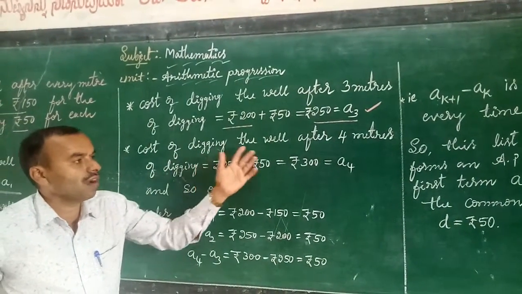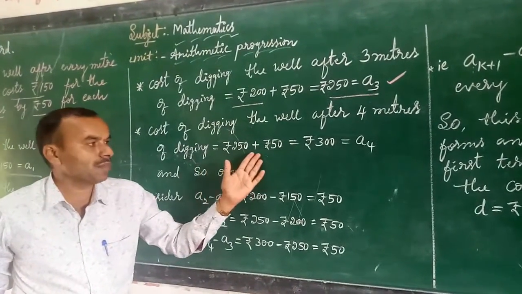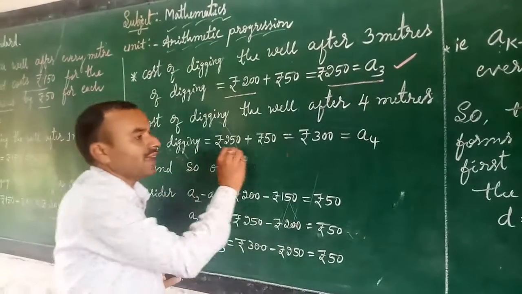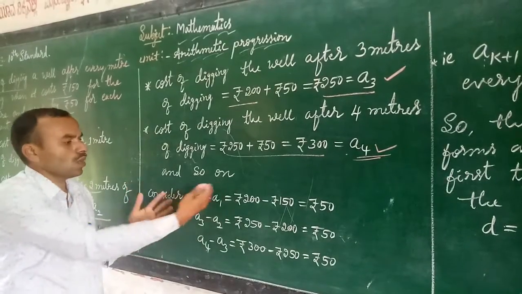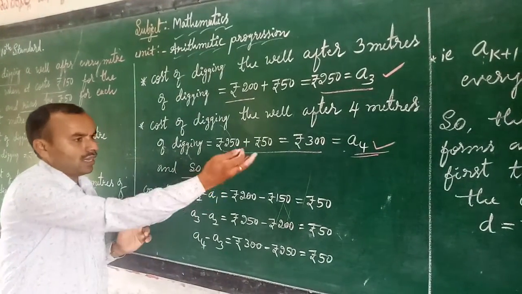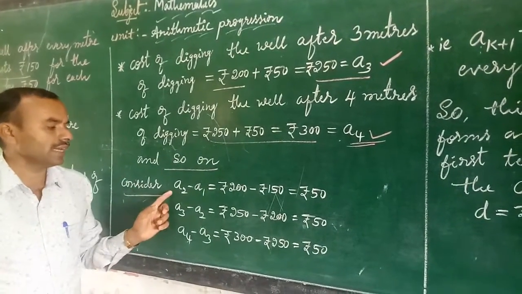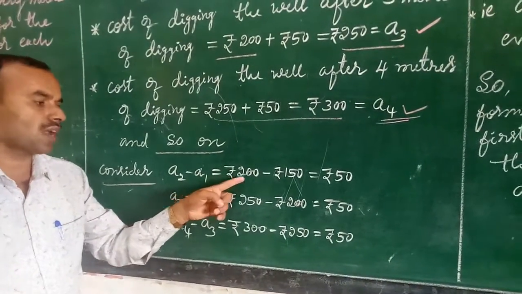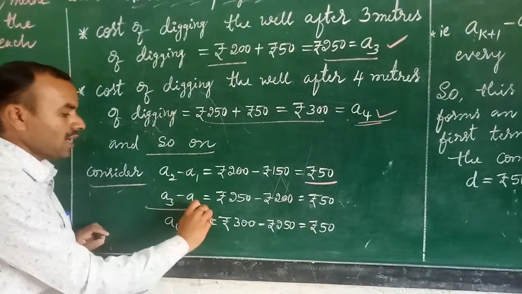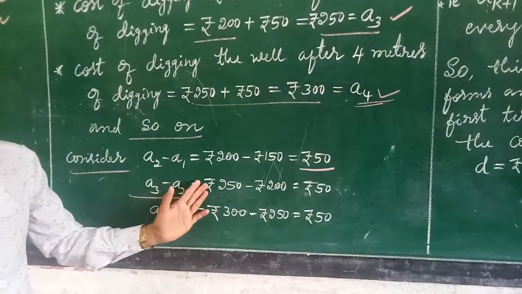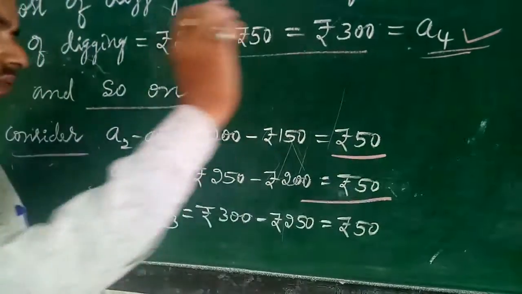Cost of digging the well after 4 meters of digging is equal to rupees 250 plus 50, that is 300. This is A4. Similarly, we write A5, A6 and so on. Now consider A2 minus A1, that is 200 minus 150, the difference is 50. Third term minus second term, 250 minus rupees 200, this is equal to 50.